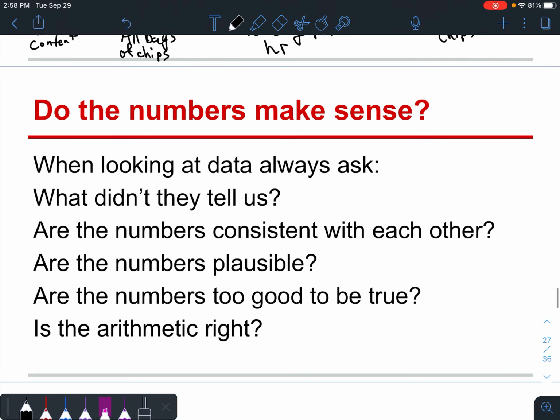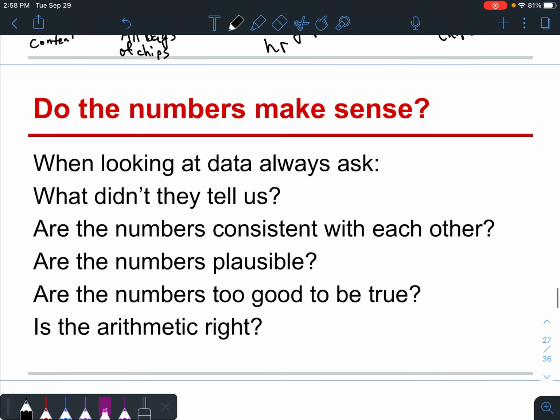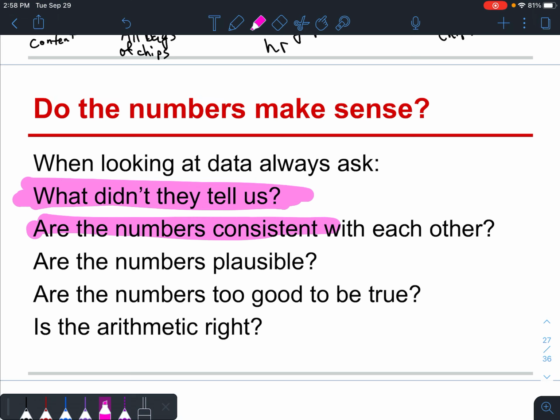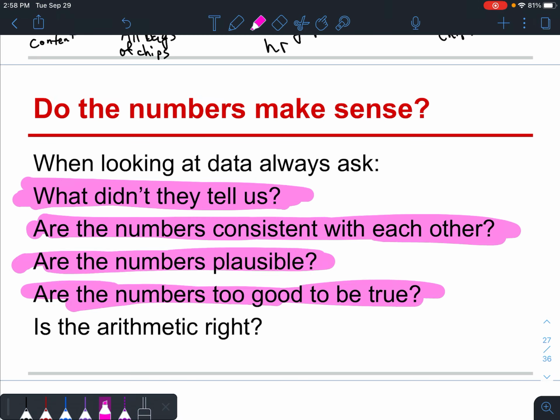So what we're talking about in this situation is, do the numbers make sense? When looking at data, you always want to ask these questions. You always want to ask, what didn't they tell us? Are the numbers consistent with each other? Are the numbers plausible? Are the numbers too good to be true? And is the arithmetic right?